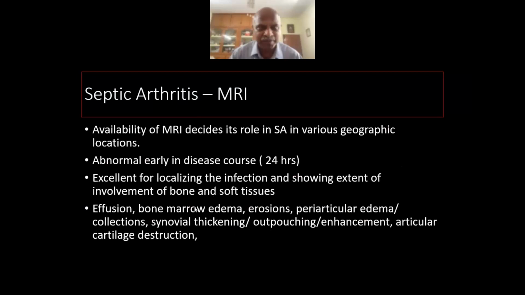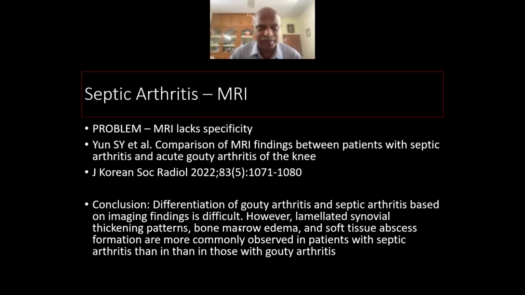What you see on MR is effusion, bone marrow edema, erosions, periarticular edema or collections, synovial thickening, and since the joint is under high pressure as the pus accumulates, you see synovial outpouching and synovial recesses opening up, which also show enhancement, just like the synovial membrane of the joint cavity itself. And then as the disease progresses, you can visualize articular cartilage destruction and joint space narrowing.